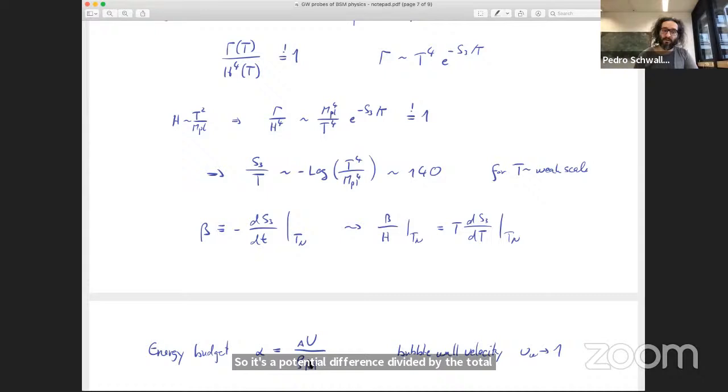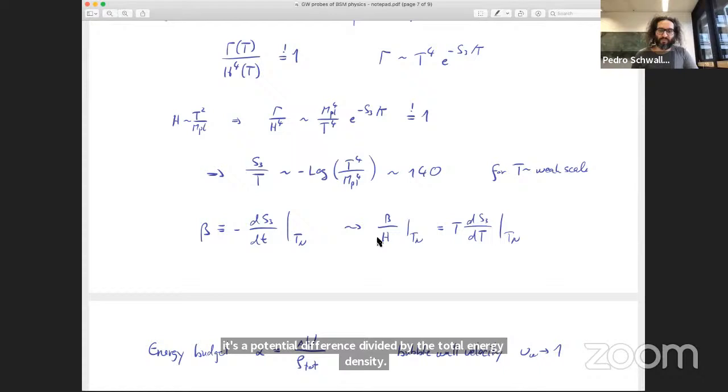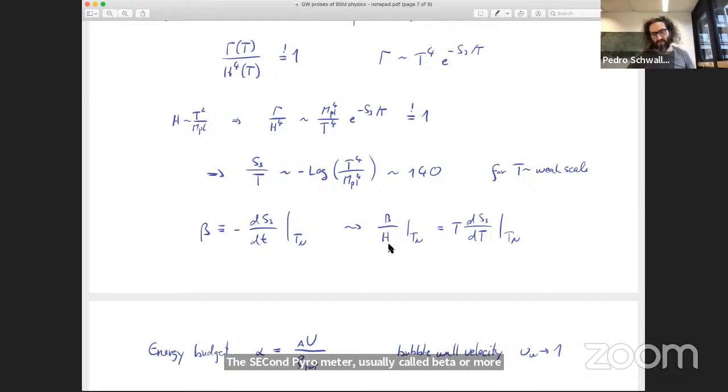The second parameter is usually called beta, or more precisely, this beta divided by the Hubble rate. This tells you how fast the transition happens. Will there be one bubble that grows and fills almost the whole Hubble patch, or does the transition happen very fast? Will there be many small bubbles popping up and then merging and filling the whole universe? It turns out that one bubble that grows very big and then collides is a much better source of gravitational waves, because you put more energy in the bubble wall and you disturb the plasma more.